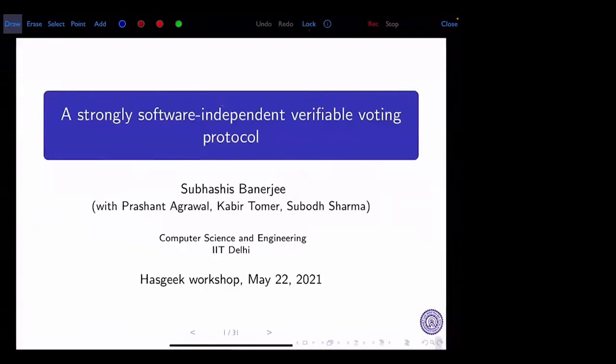Sure. Thanks. And that is about verifiable voting, right? So again, I'll start with the declaration that I am not recommending that you move to verifiable voting, right? Not at all. In fact, I have great hesitation in making that recommendation. I am making this presentation just to illustrate verifiable voting.